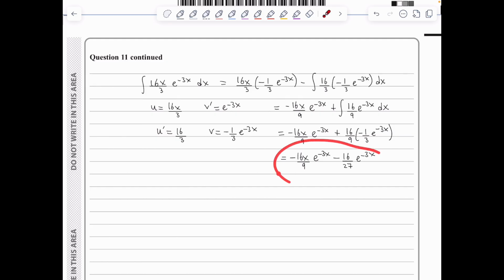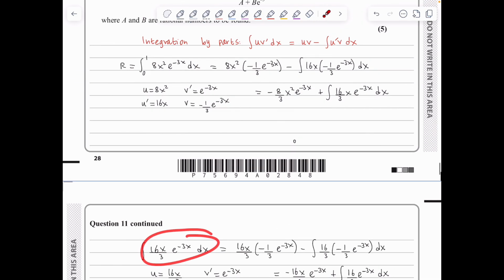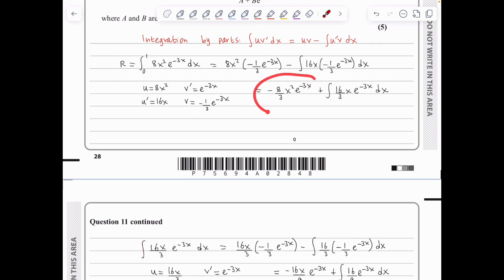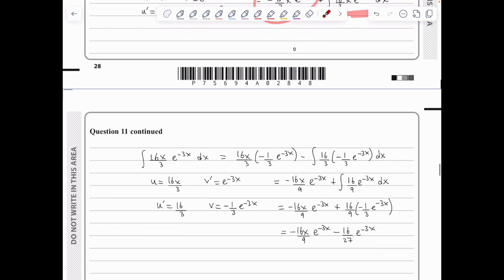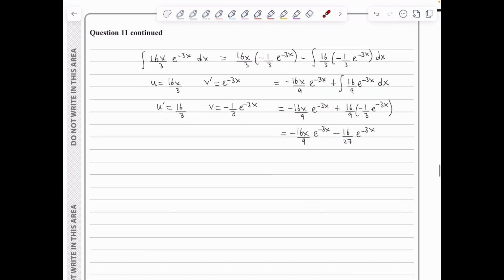Now remember that this is this integral here. So going back to the expression for r, we had the minus 8 over 3x squared e to the minus 3x plus the expression we just obtained here. So let me put everything together. We've got that the region r is given by minus 8x squared over 3 e to the minus 3x minus 16x over 9 e to the minus 3x minus 16 over 27 e to the minus 3x with the limits being 0 and 1. I will now show the substitution of the upper limit and the lower limit.